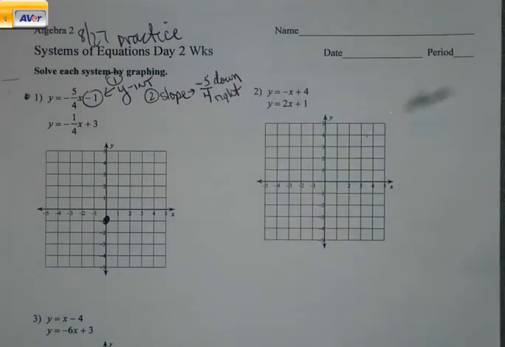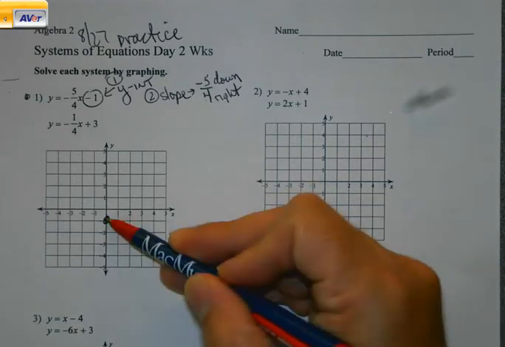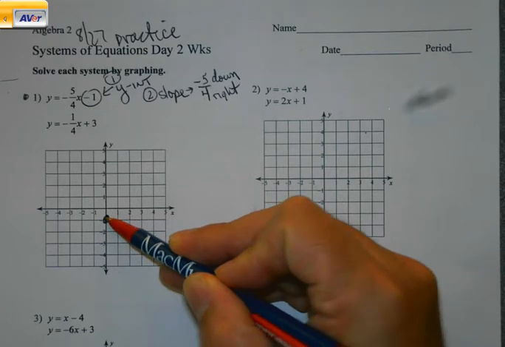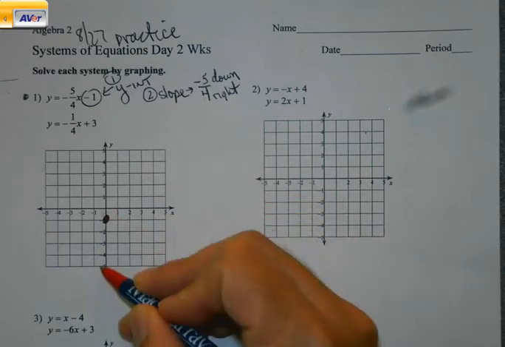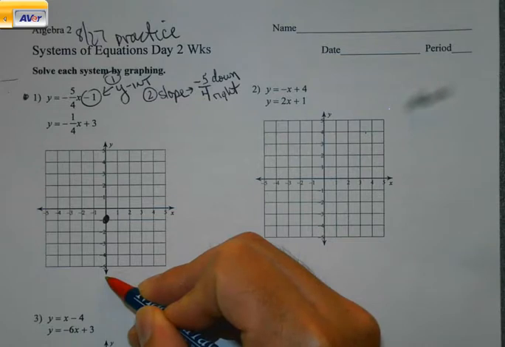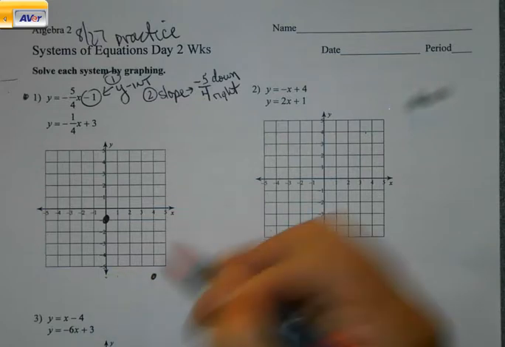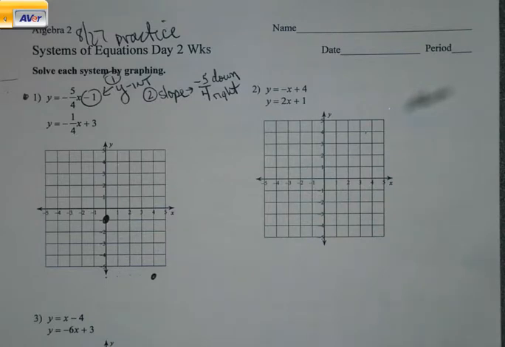So a couple of things to note here. When I go to make my next point, I start at my intercept. 1, 2, 3, 4. Okay, we're going to be a little bit guesstimation here. And then 1, 2, 3, 4 to the right. But we always want to make sure we have at least 3 points and more if we can.